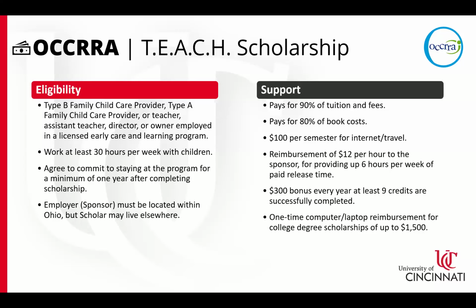So there is an eligibility for the scholarship. You may be eligible for assistance with college credits if you are a type A family child care provider, a type B, a teacher, assistant teacher, director, or owner. You must be employed at a licensed child care center, which is the ODJFS legacy license. You must work at least 30 hours per week with children birth to 5. You must agree to stay at your center at least 1 year after completing the scholarship or completing a contract. You must be at your center for 90 days before you can apply.